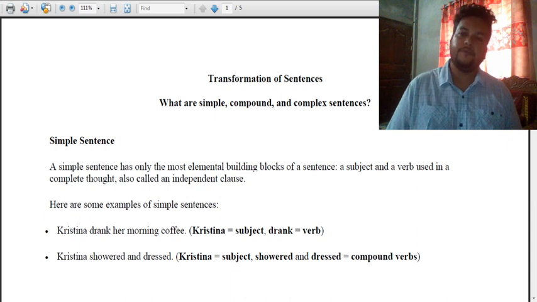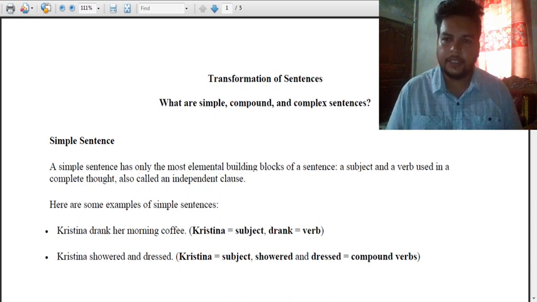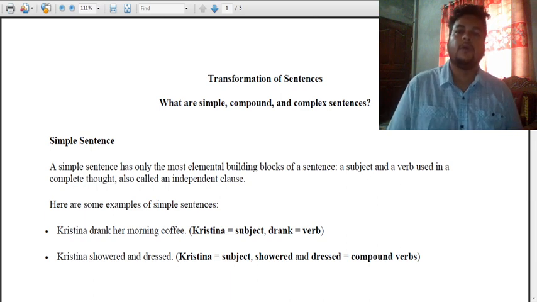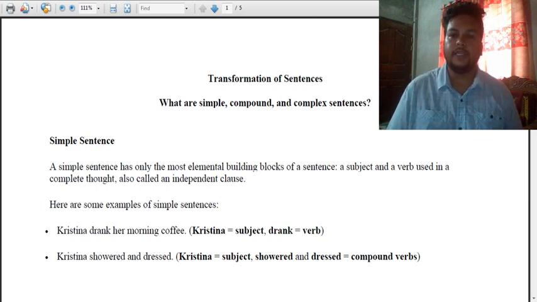So simple, from the very word we understand, means as normal as possible. It's a subject and verb. A sentence can be lengthy or short, it doesn't matter, but it should express a complete thought, and it should not have any linkers or connectors. And the clause there should be independent, meaning it should not depend on others for meaning or expression.